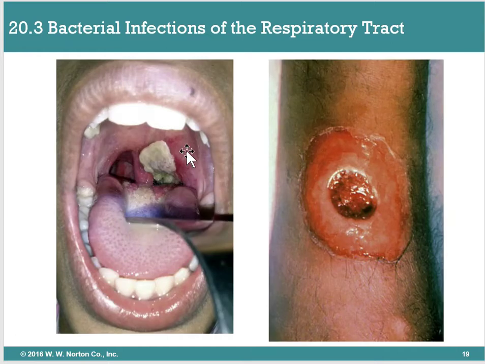So this is that gray membrane that I was talking about. It's kind of like gray-white that will form on the back of the throat, and that is a general hallmark of diphtheria. And then this is the lesion that may or may not occur. It depends on how progressed the infection is. So this is the skin lesion that is caused by diphtheria.